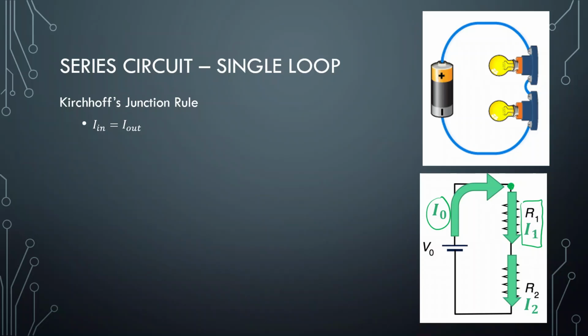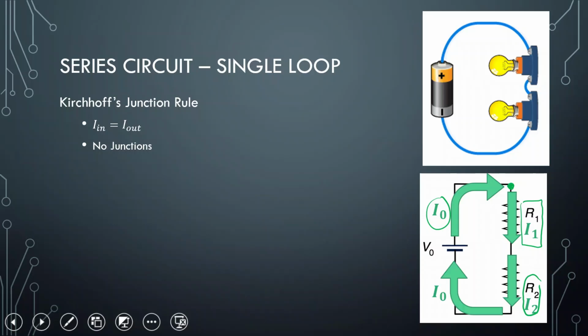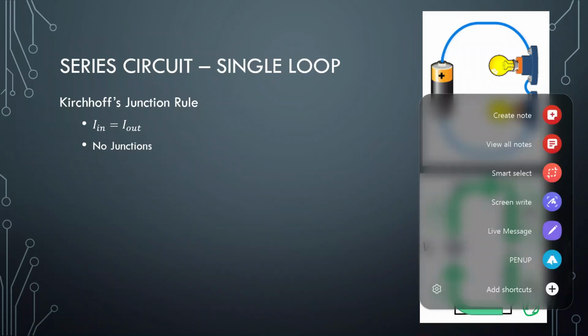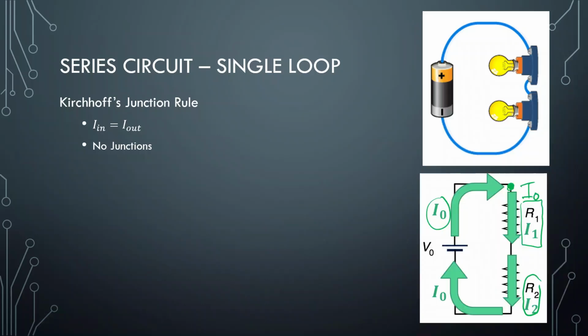So there's going to be some current I1 going through R1. There's going to be some current I2 going through R2. But because of Kirchhoff's junction rule, there really aren't any junctions. There's no point where there is a split in the wire. So that means every point along this wire has to have the same current. So I1 has to equal I0, because what's coming into this point is I0 and what's leaving that point is I1. Those have to be the same because the current doesn't split.